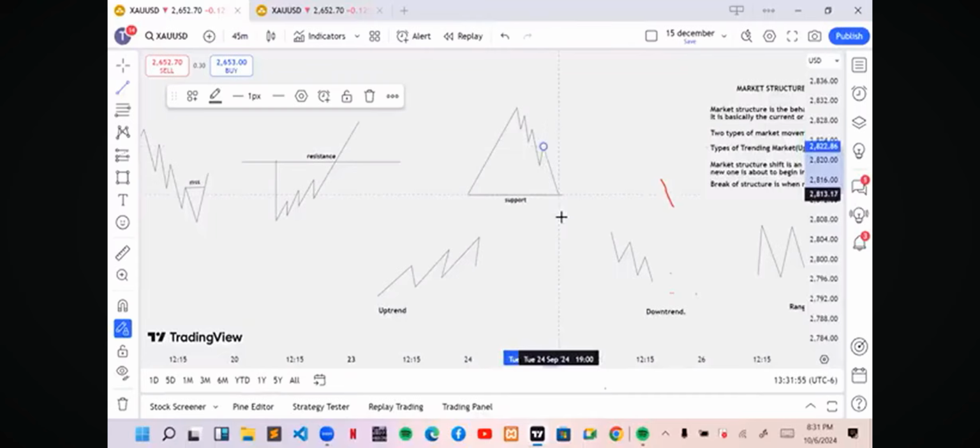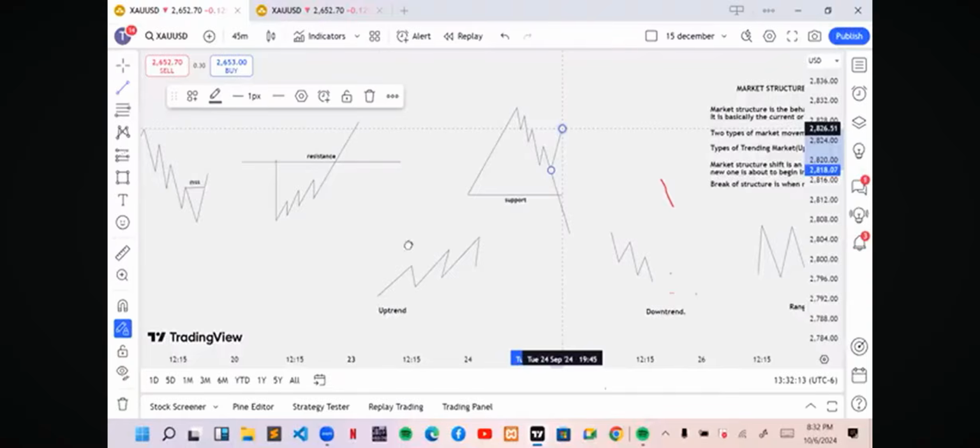The market does something like this, breaking the support zone. The market was previously on a downtrend, and then the zone that it broke was still on a downtrend. So it's still continuing the current trend it was on before. If this was to be a market structure shift, the market should actually break structure and then change direction to the upside. That is the difference between a break of structure and the market structure shift.